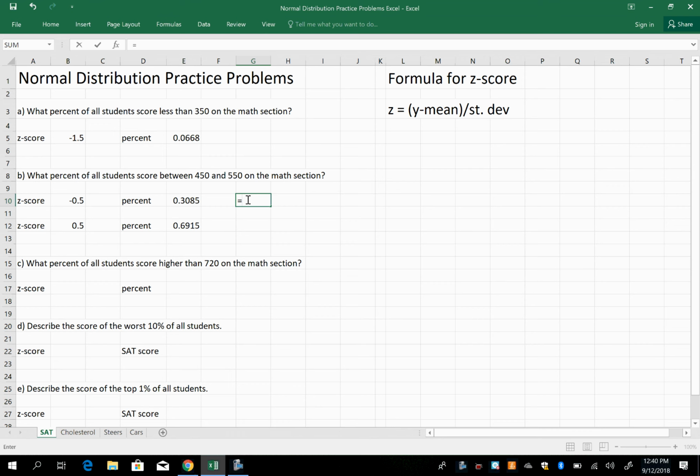Equals. Now watch what I'm going to do here. This is in cell G10. Equals. I'm going to subtract, but I'm going to click it, right? I'm not going to type in the numbers. I'm going to click cell E12 minus cell E10 and hit enter. So how are we answering part B? What percent of our students do we expect to get between 450 and 550 on the math section of the SAT? 38.3%. Write it down.